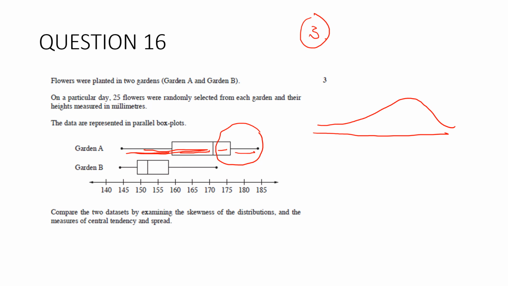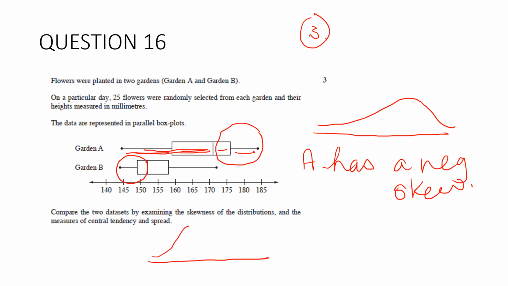And so that is a negative skew, has a negative skew. Now B is completely different. All the bunching occurs on the left-hand side, so it would look like this. And so B has a positive skew.